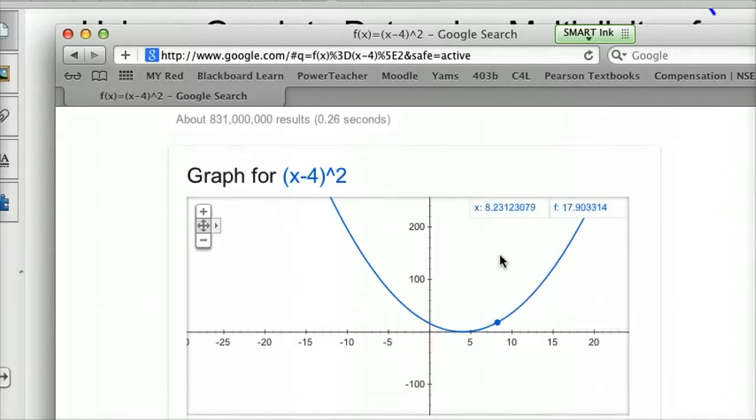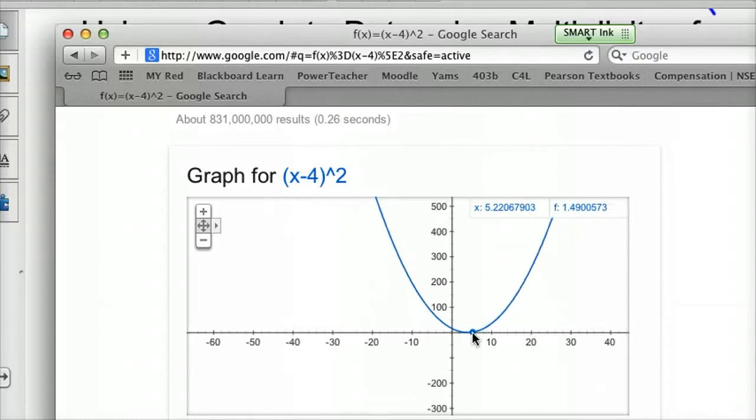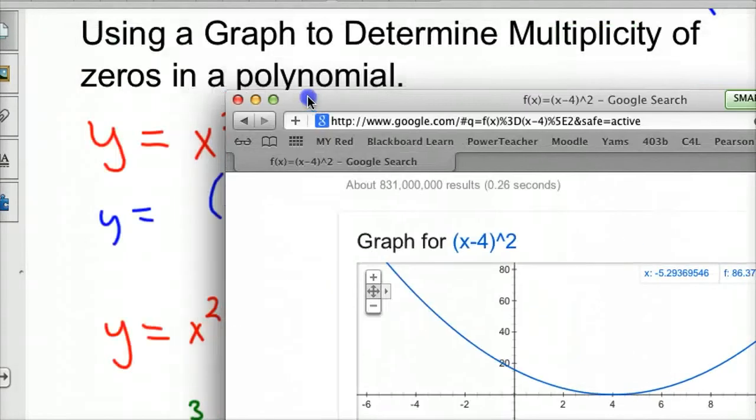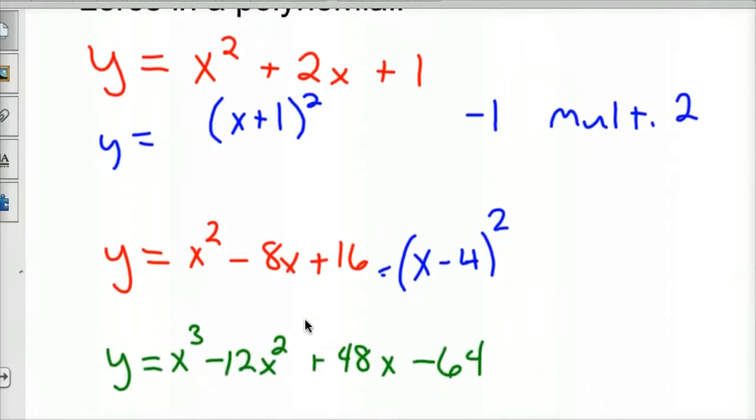But there again, it just bounces at positive 4. Let me zoom in there so you can see it. Right there, it bounces off the x-axis and back up. So it's telling me the multiplicity because of that bounce. So let's go to something a little more complicated.